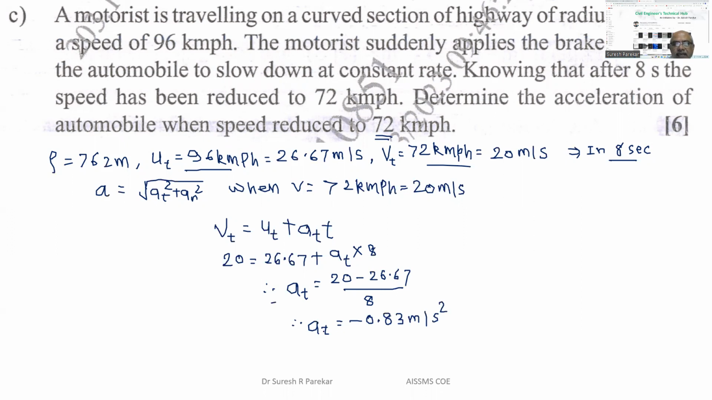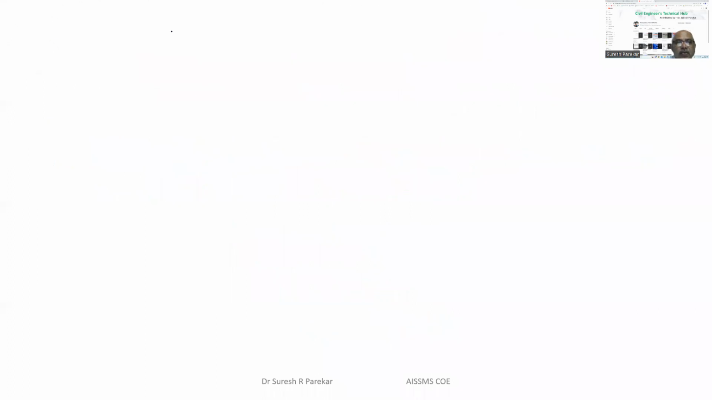Now we know the at value, Vt we know, that is 20 meters per second, and then we have to find an. So an equal to v square by rho. Now we have 20 square divided by R, that is rho, we have 762, and we will get an equal to 0.52 meters per second square, that is 400 divided by 762.